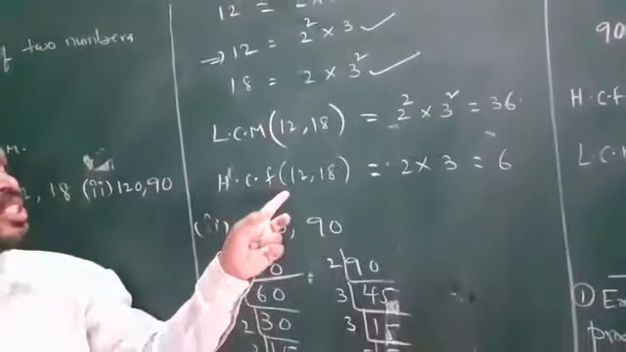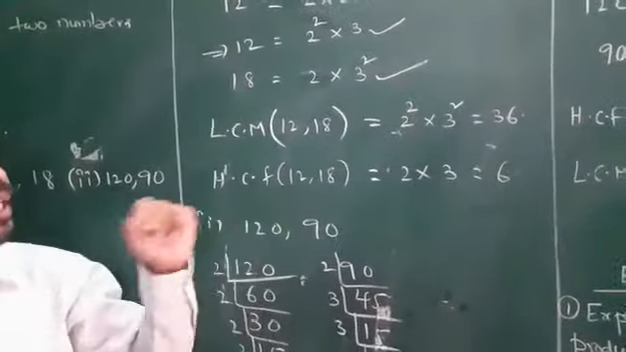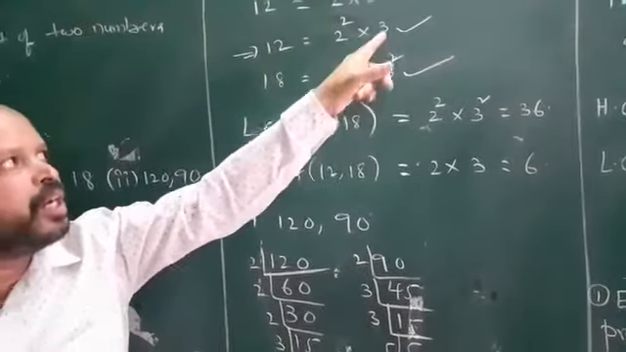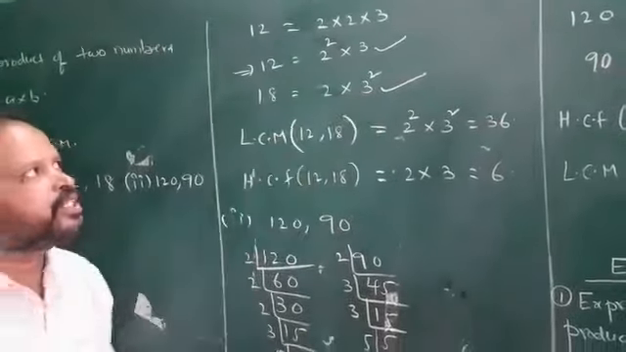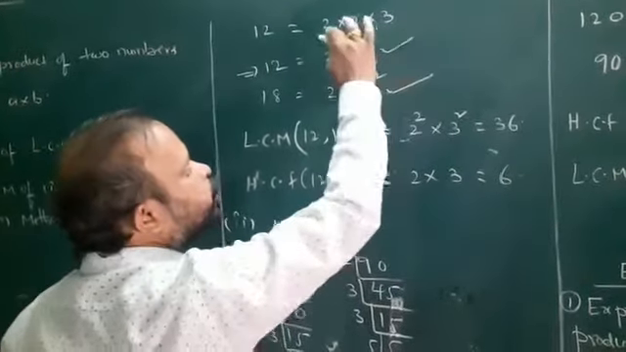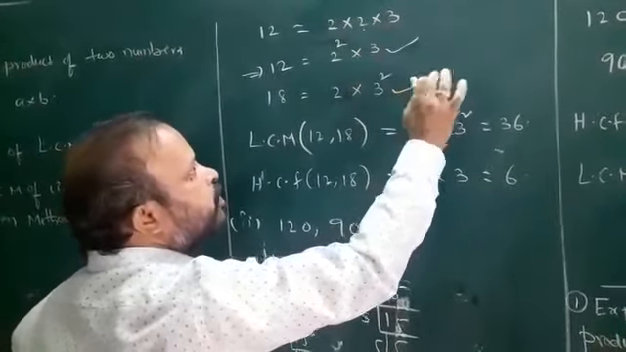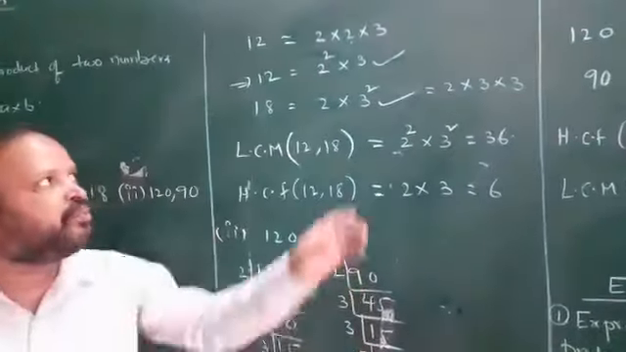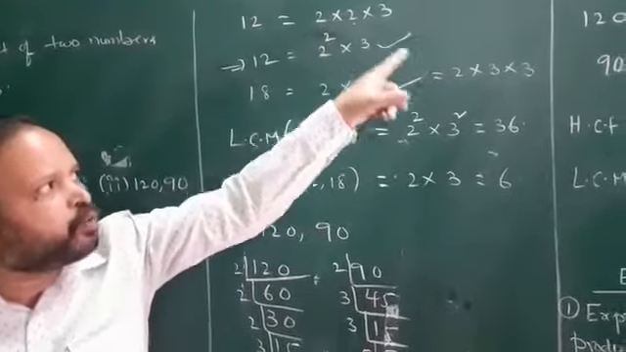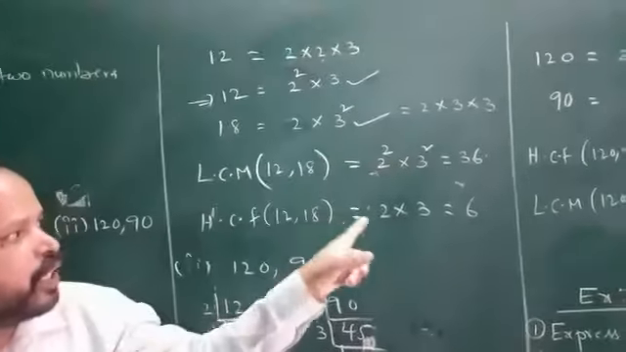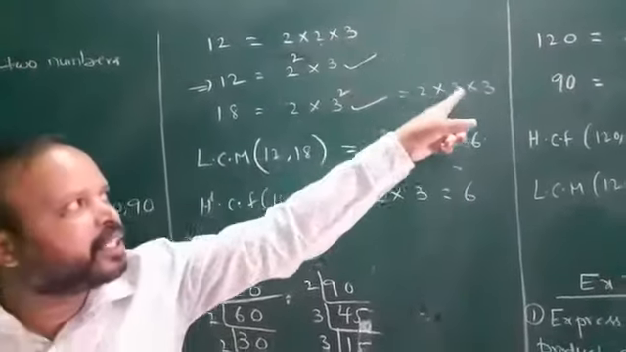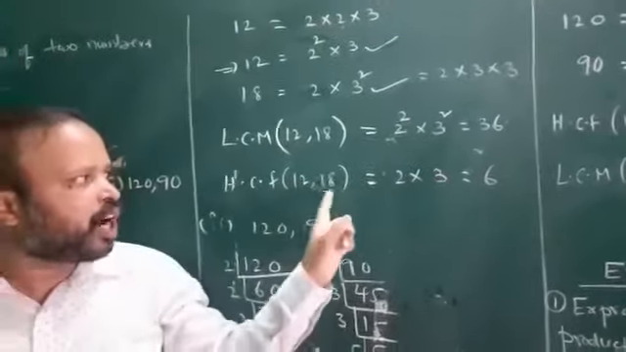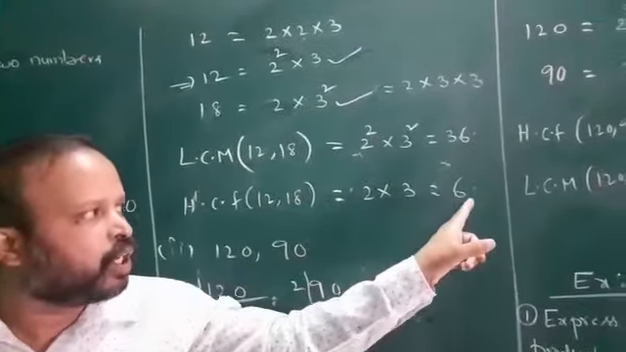Next HCF. HCF means common factors of 12, 18. So what is the common factor? Observe here: here 2, here also 2 is there. Here 3, here also 3 is there. That means this one is equal to 2 into 3, and this one is equal to 2 into 3 into 3. Observing these prime factors, in the 2s, 2 is the common factor, and 3 is also the common factor. So HCF of 12, 18 is equal to 2 into 3, which is equal to 6.